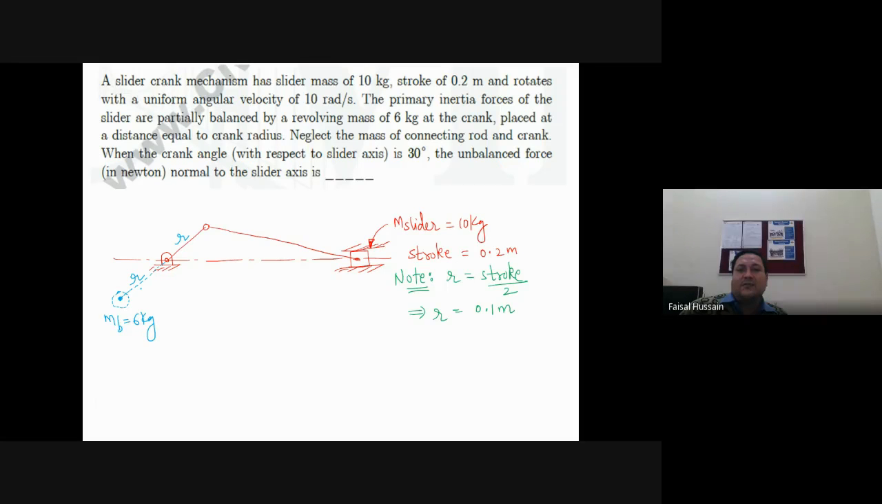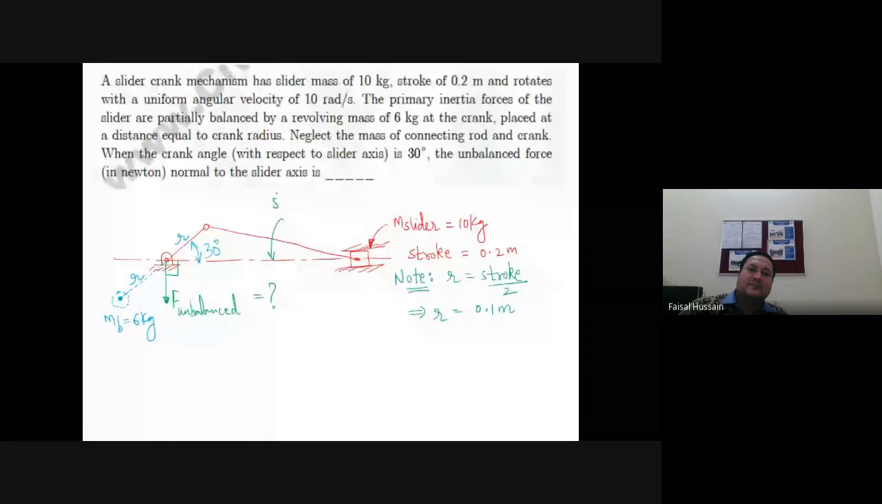When the crank angle with respect to slider axis is 30 degree, okay, if this angle is 30 degree, the unbalanced force normal to the slider axis, so here this will be your unbalanced force. For example, this is your unbalanced force F, and this unbalanced force we have to find out. This is normal to the axis of the slider. This is your slider axis, and this force is perpendicular to the slider axis.